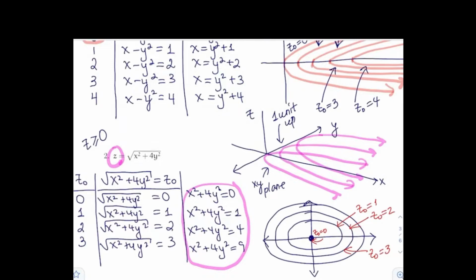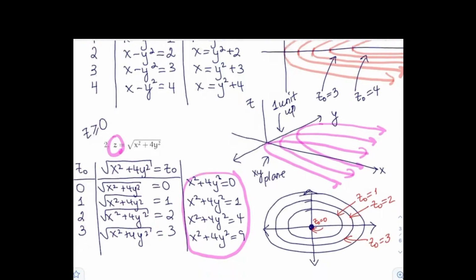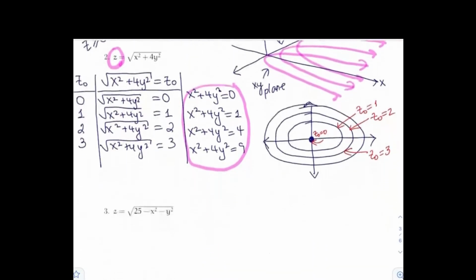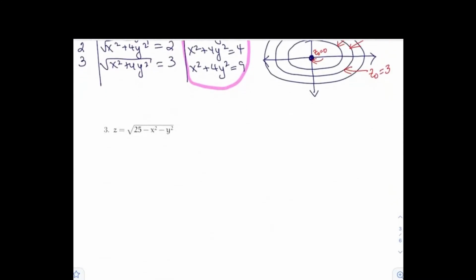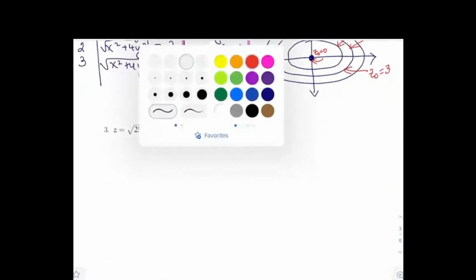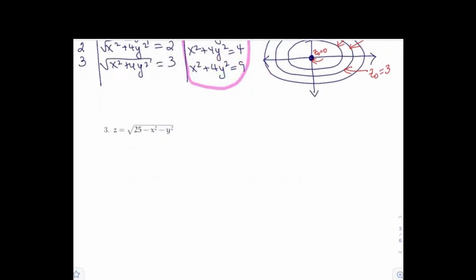All right, let's take a look at one more example, and then we'll check all of these problems with a Wolfram Alpha graph. What do we have here? z is the square root of 25 minus x squared minus y squared. Once again, you can make a note that z will have to be greater than or equal to 0 because we have a square root function. We go ahead and make a table.